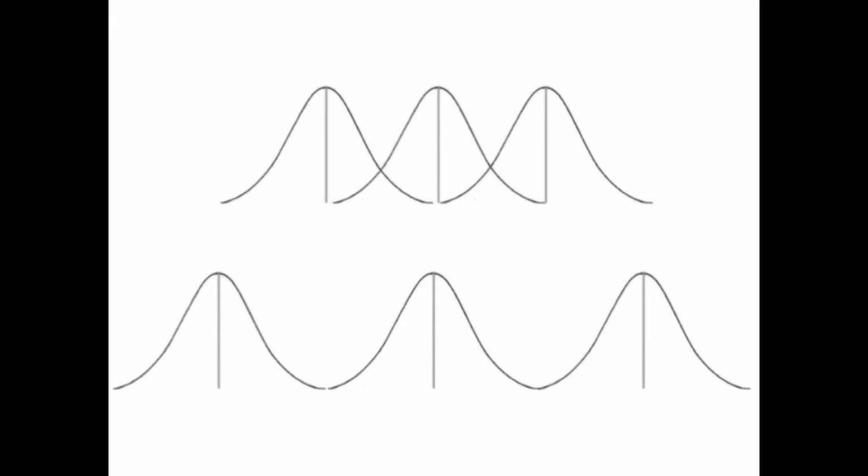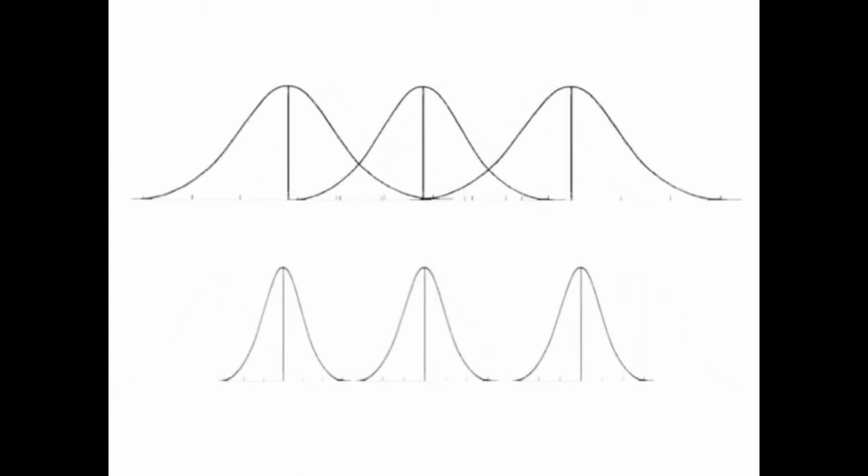Here, we see 3 groups represented on the top and on the bottom. The variability is the same for all of these groups. On top, the means are close together, so it's hard to distinguish between the 3 groups. On the bottom, the means are further apart, making it easier to distinguish between them. Here, the means are the same, but the variability for the groups on the bottom is much smaller. So even though the means are the same, we can distinguish easily between the 3 groups in the bottom set.